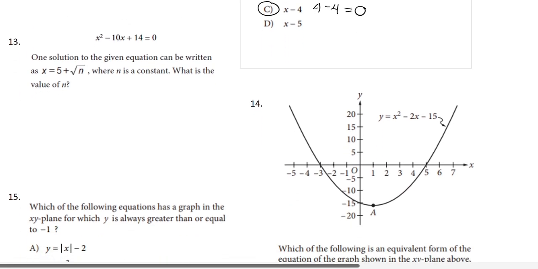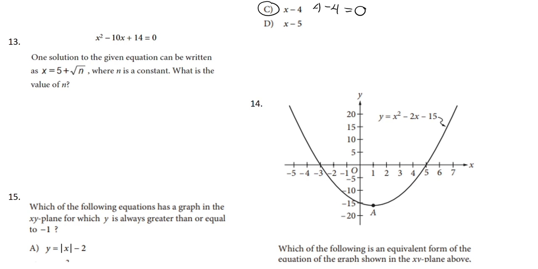For number 13, we have x squared minus 10x plus 14 equals 0. One solution to the given equation can be written as x equals 5 plus the square root of n, where n is a constant. What is the value of n?